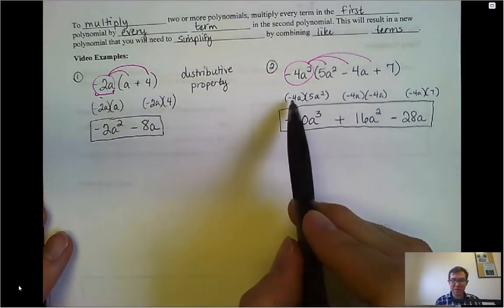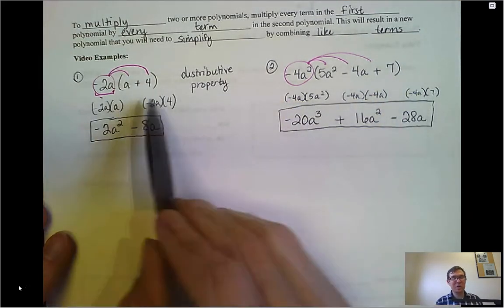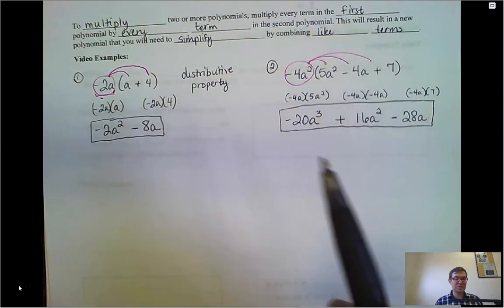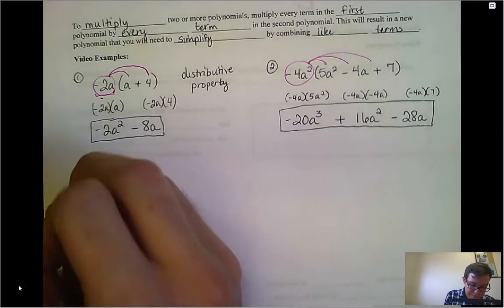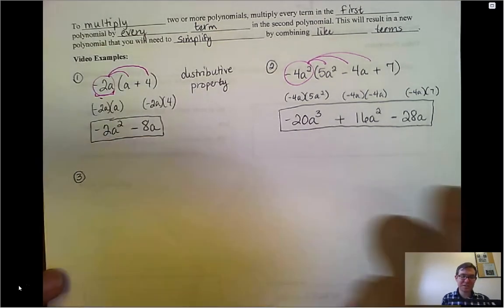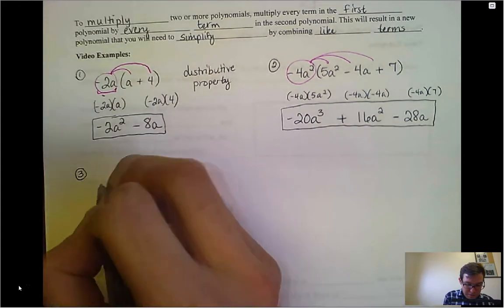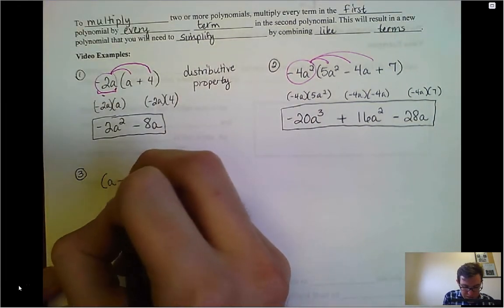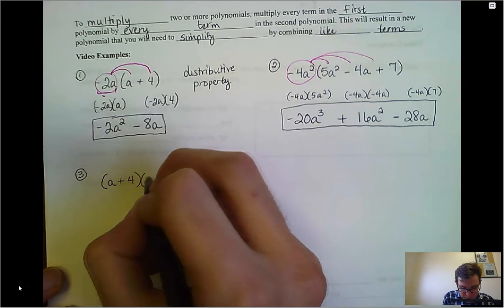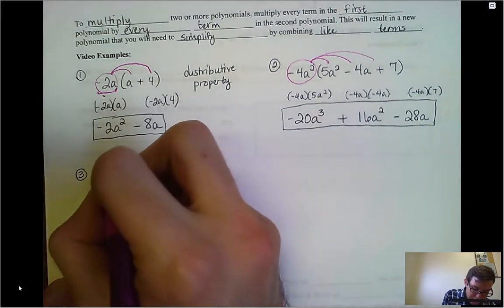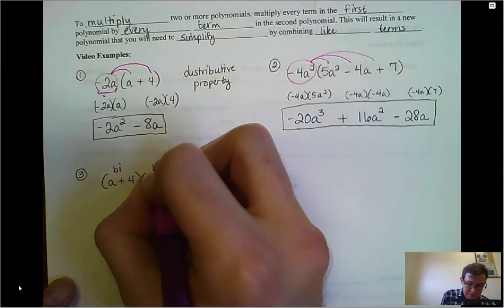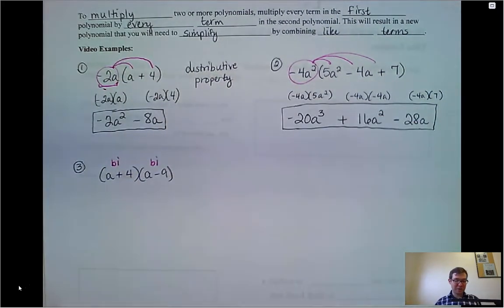In most of these, I'm not going to show this step, but I wanted to show it for these first couple of problems just to show exactly what is happening when we distribute that term. Okay, let's look at another one. Let's keep going. This time let's multiply a plus 4 times a minus 9. This one is a little bit different because here we have a binomial times another binomial.